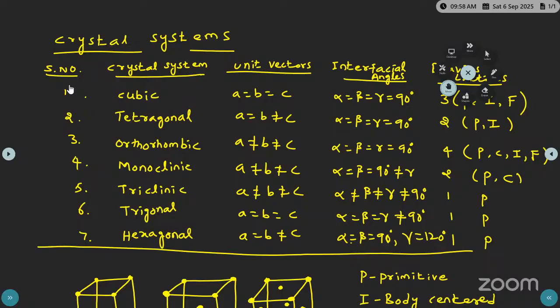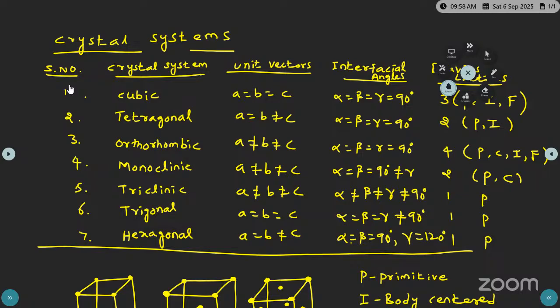Here, the technical one, CTO MT square H. The starting letters you must remember, right? CTO MT square H. And here in unit vectors, the first 2 and the last 2 are the same. A equal to B equal to C, and A equal to B not equal to C. The last 2 are also the same. In the middle again 3 are the same, not equal. A not equal to B not equal to C.